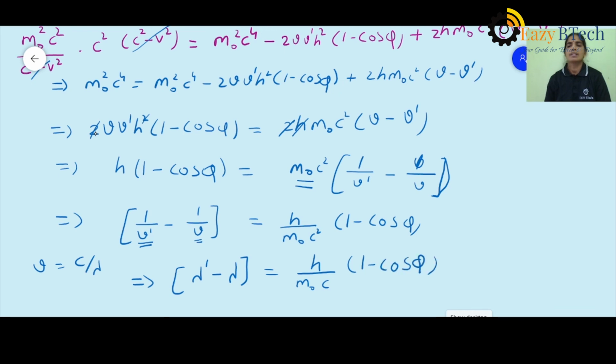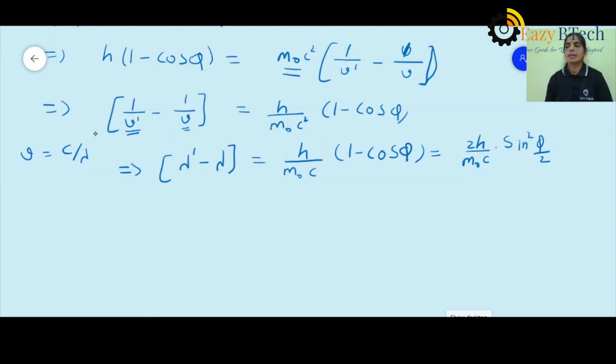What is your phi? Scattering angle. So phi is representing my scattering angle, and I can rewrite this 1 minus cos phi as 2 sine square phi by 2. So it becomes 2h by m naught c into sine square phi by 2. So lambda prime minus lambda, I said, what is this lambda prime minus lambda? It is going to represent the change in the wavelength, which is simply given as this.